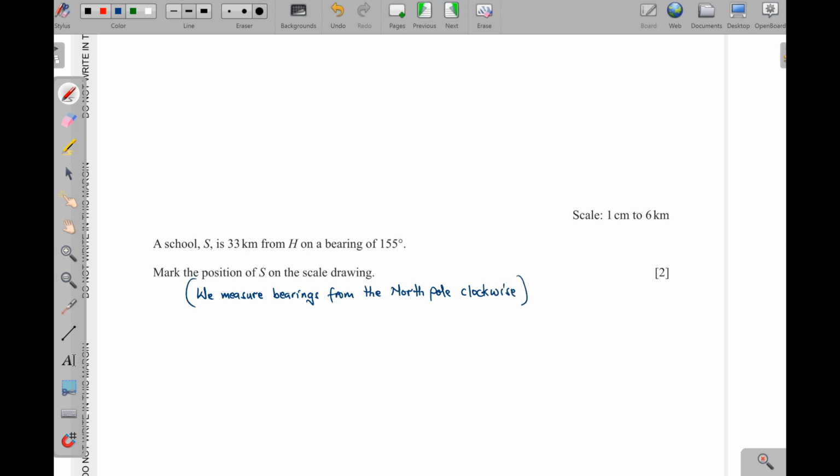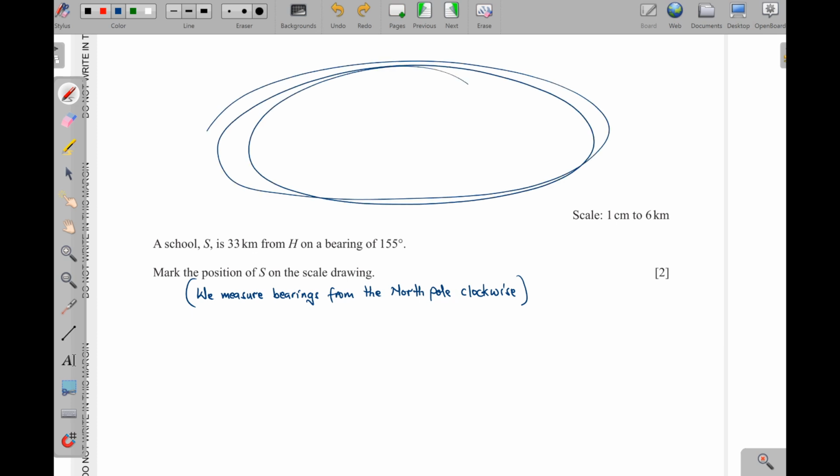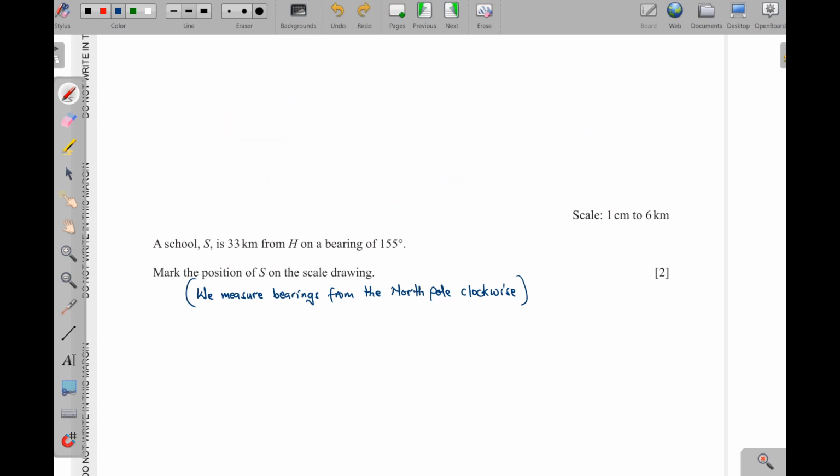Now we need to find this one. We need to convert it to what? To centimeters, because what we are doing on this paper here is in centimeters. You cannot measure kilometers there. So 6 kilometers, we are given that they are equivalent to 1 centimeter.